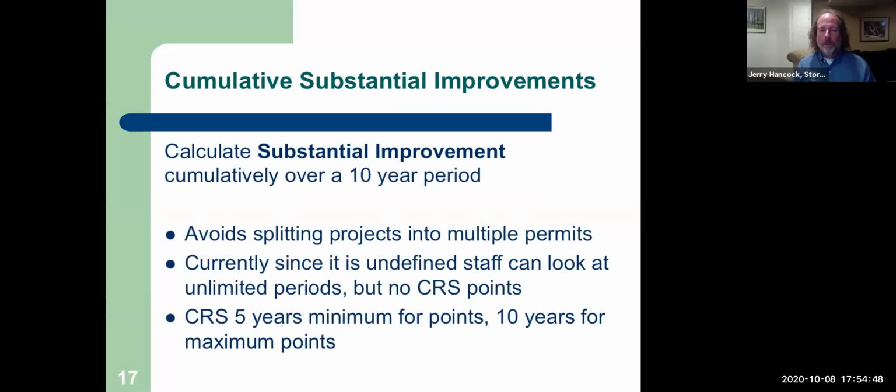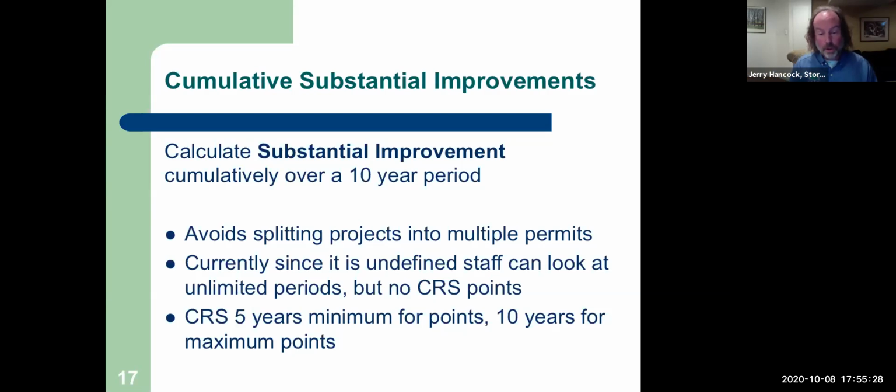So in the building code, there is no time frame associated with the substantial improvement, and there's a concern within the floodplain regulatory industry that people would try to take one project and split it up into multiple permits. And so as a result, within the community rating system, there are points available if communities apply a cumulative time frame to that.